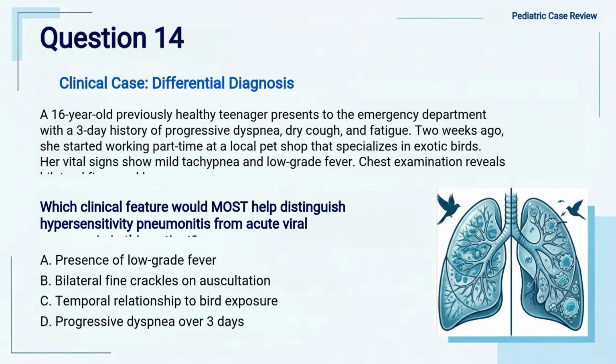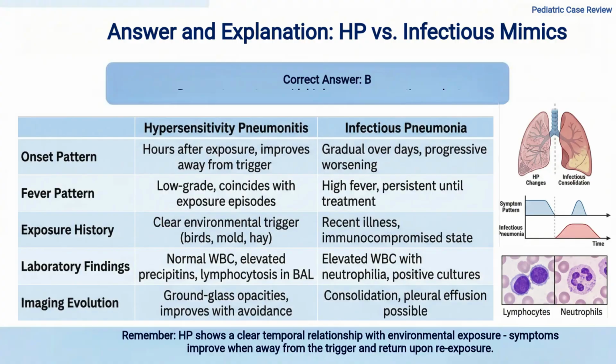Option A. Presence of low-grade fever. Option B. Bilateral fine crackles on auscultation. Option C. Temporal relationship to bird exposure. Option D. Progressive dyspnea over 3 days. The correct answer is option C. Temporal relationship to bird exposure. Hypersensitivity pneumonitis and infectious pneumonia can present similarly, making the exposure history the most powerful differentiator.